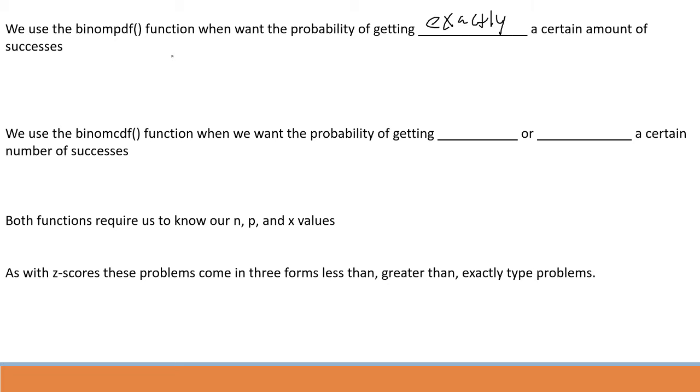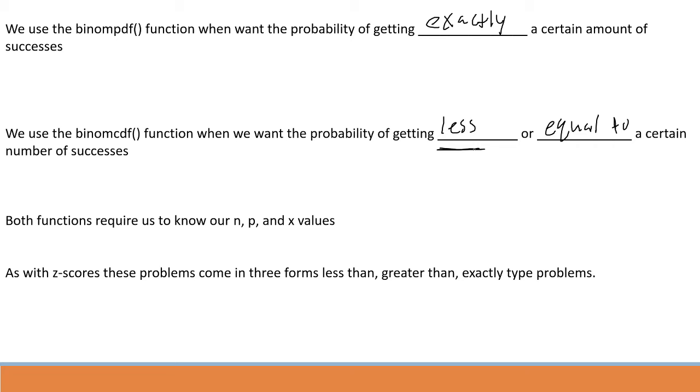Whereas if you use binomial CDF, that will give you the probability of getting less than or equal to a certain number of successes. So let's say you want the probability of getting 5 or fewer baskets. Then you use binomial CDF. But it's always less than, not more than. It's always less than. Just remember that. Both these functions require you to know your N, P, and X. We actually don't use Q when you're using the calculator.